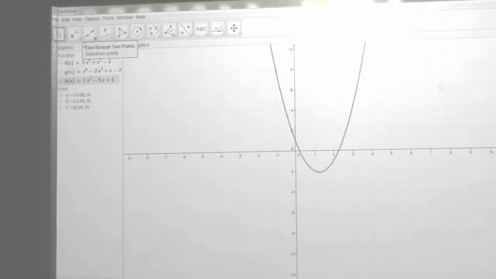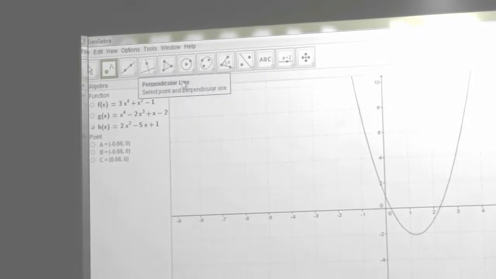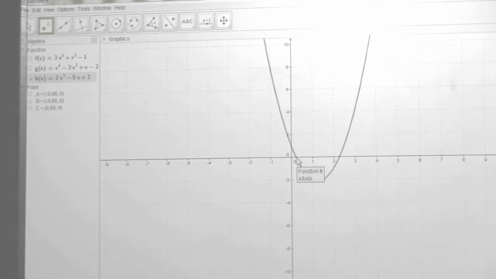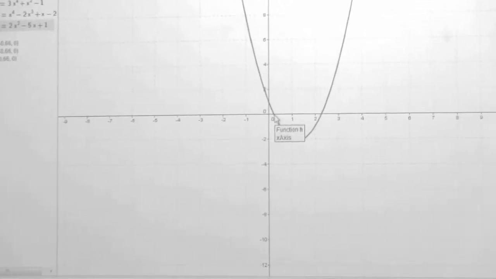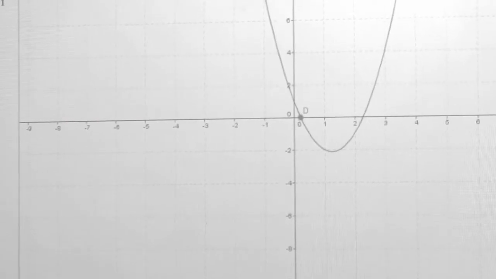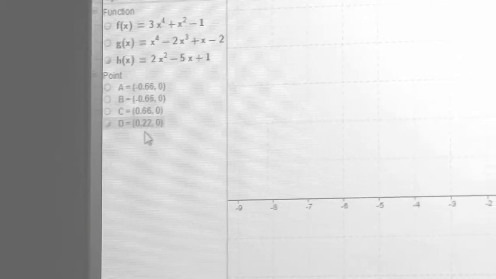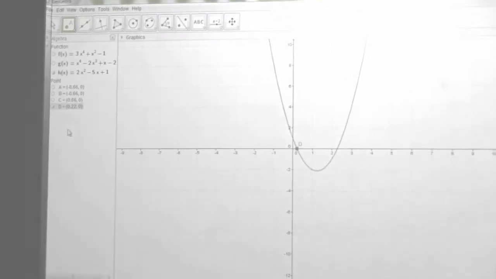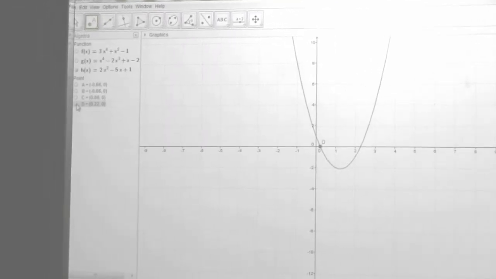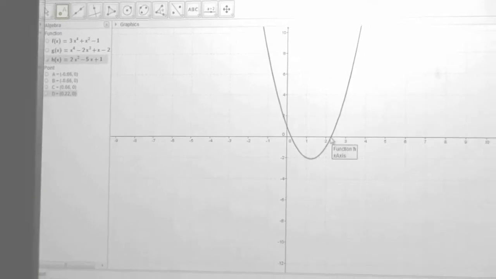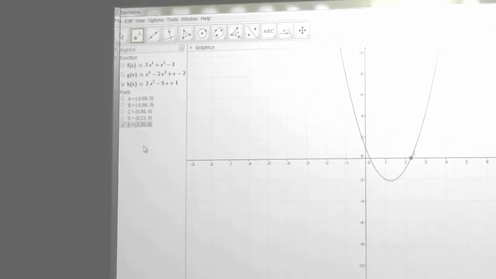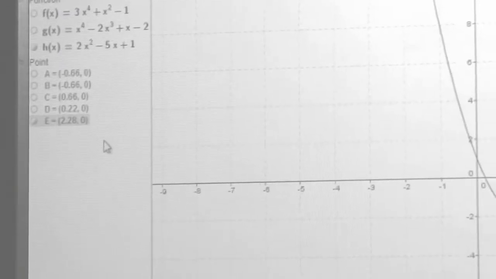Now if you go up to this button right here, it has the dot and the A, you just click on it, and then you see how the graph is highlighted. So you're going to click where it says function H, x-axis, and you're just going to click right there, and right here your new integer, or your root, has shown up, and it is 0.22. If you unclick this button and press on this one to find the other, it is 2.28, and that is how you approximate the roots on GeoGebra.